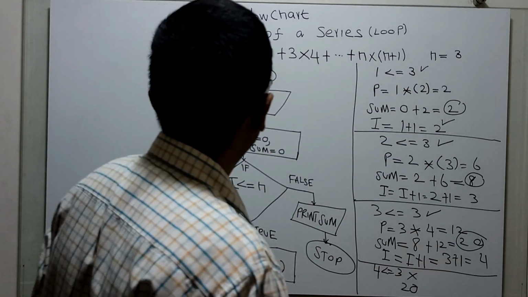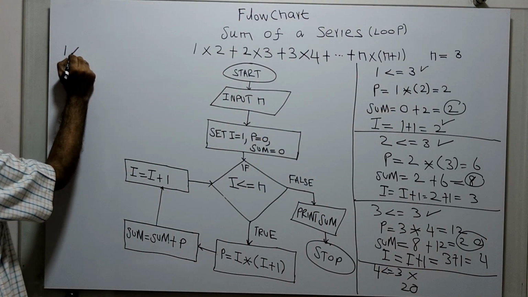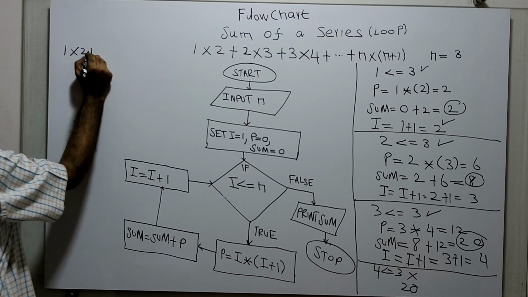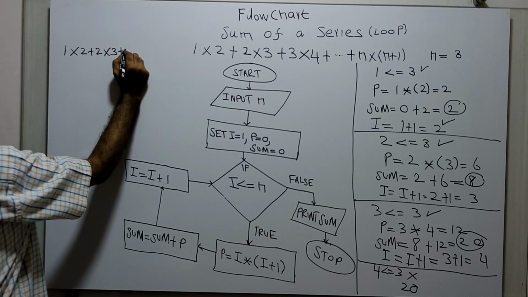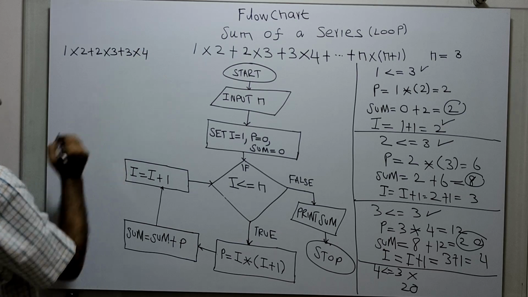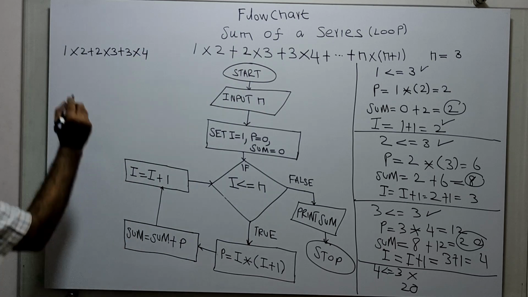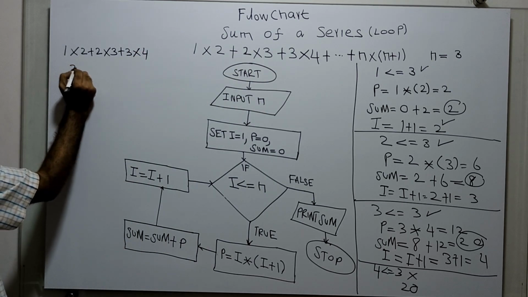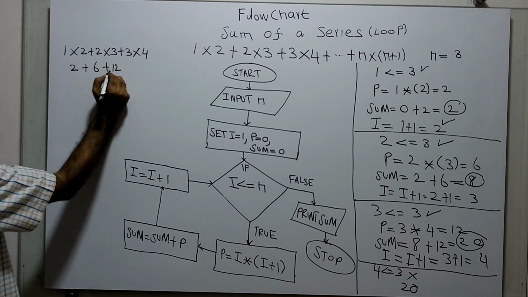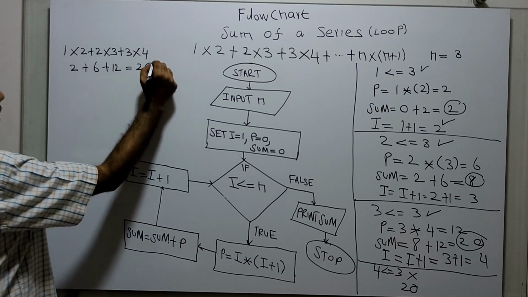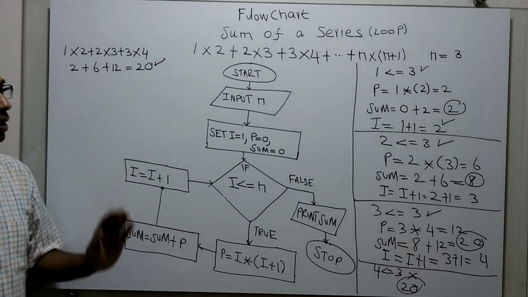We will directly apply the value. So my n value is 3 now. Apply the series 1 into 2 plus 2 into 3 plus 3 into 4, where n is 3 and n plus 1 is 4. So the series ends with 3 into 4. 1 into 2 is 2, 2 into 3 is 6, 3 into 4 is 12. 6 plus 2 is 8, 8 plus 12 is equal to 20. So my output is 20. So this flowchart is working perfectly.